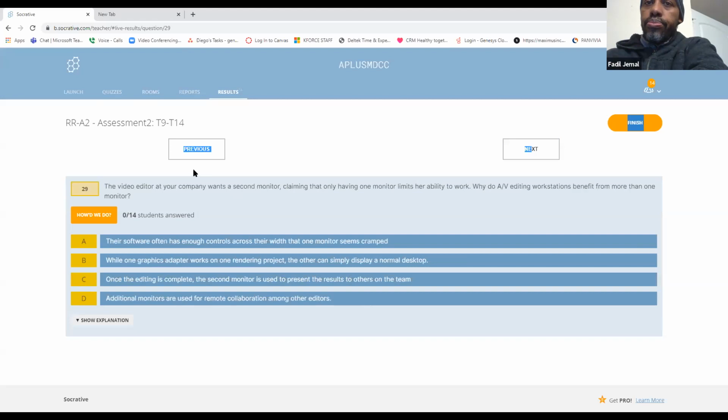Thank you. Next one, Fatia? The video editor at your company wants a second monitor, claiming that only having one monitor limits ability to work. Why do AV editing stations benefit from more than one monitor? I didn't get the right answer, but the correct one would be the second one. While one graphics adapter works on one rendering project, the other can simply display a normal desktop.